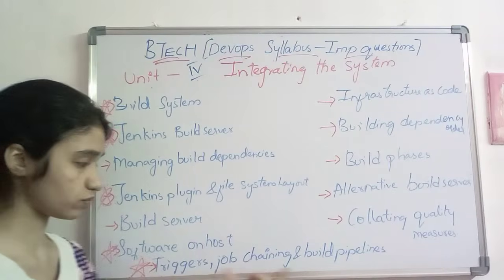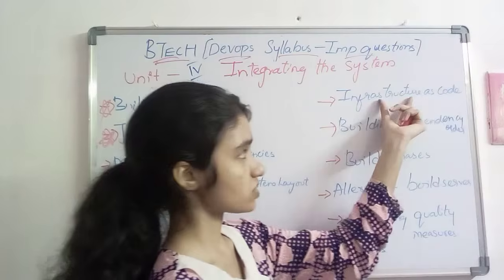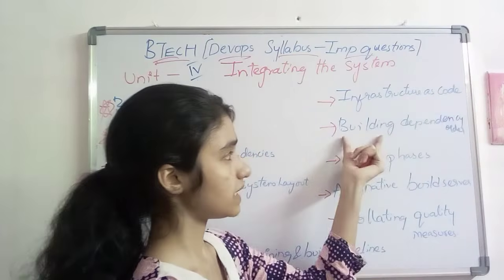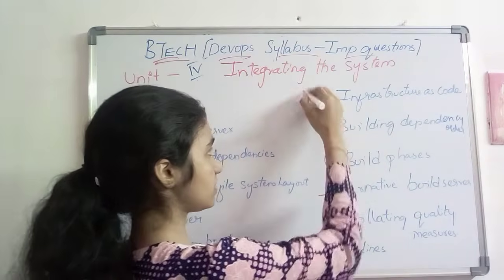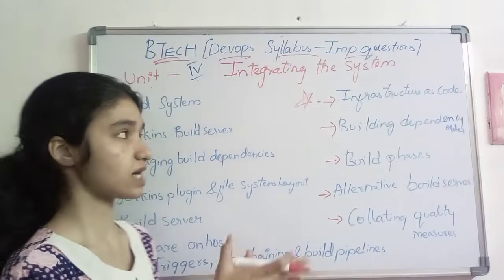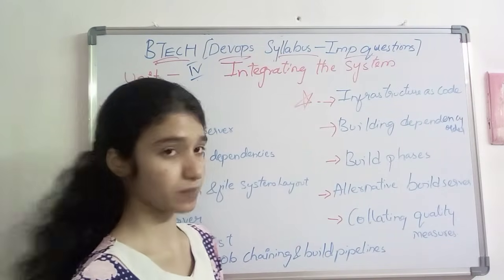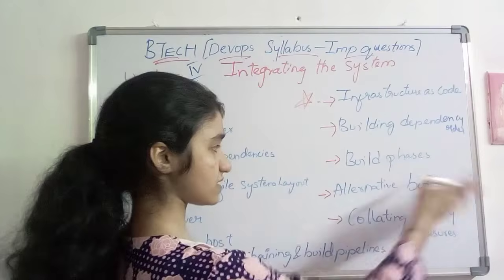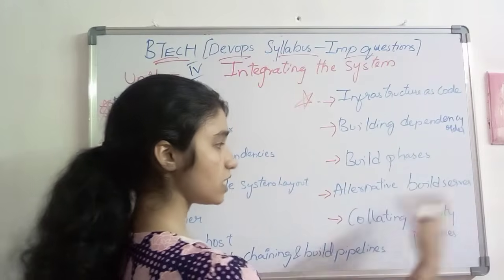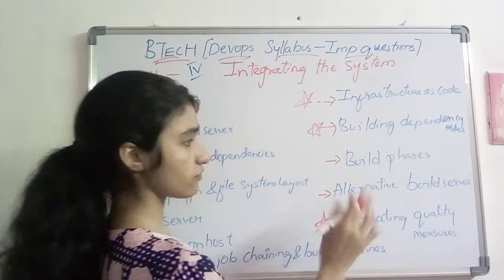After this, you have to make sure that you are preparing infrastructure as code and build dependency order. Again, infrastructure as code is also important because it is repeated in some of the papers, as we saw. Then build phases, alternative build server, and collating quality. Here you can prepare these things first.